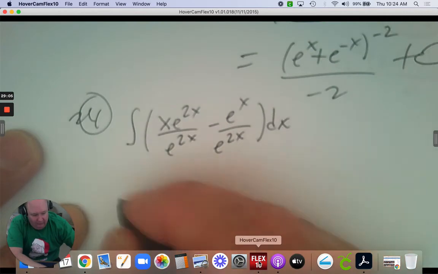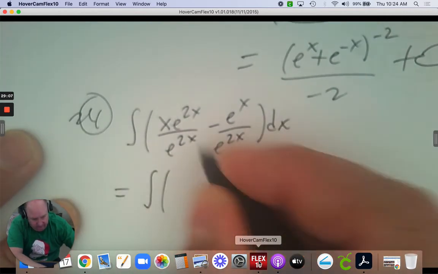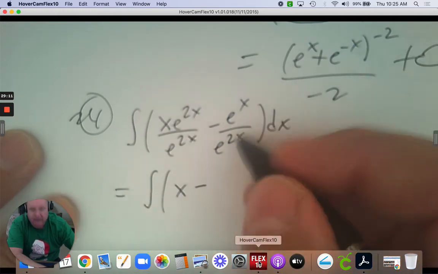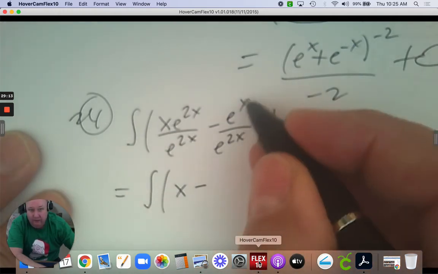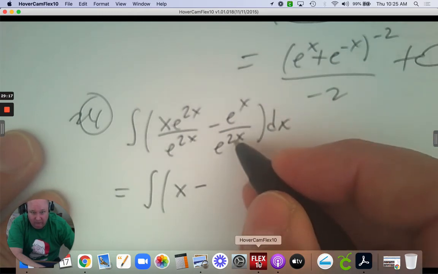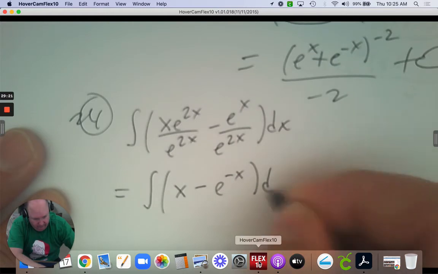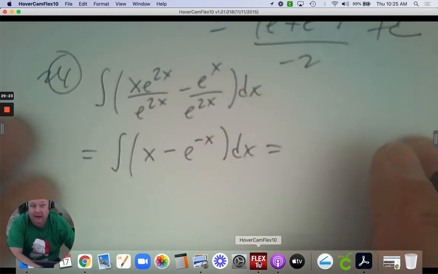So I write it as 2. So e to the 2x divides out. Here, if the bases are the same, you subtract the exponent. So x subtract 2x is negative 1x. And now you're ready to integrate.